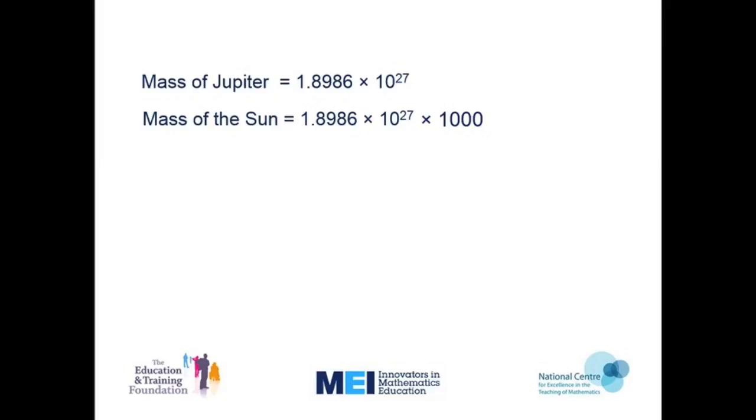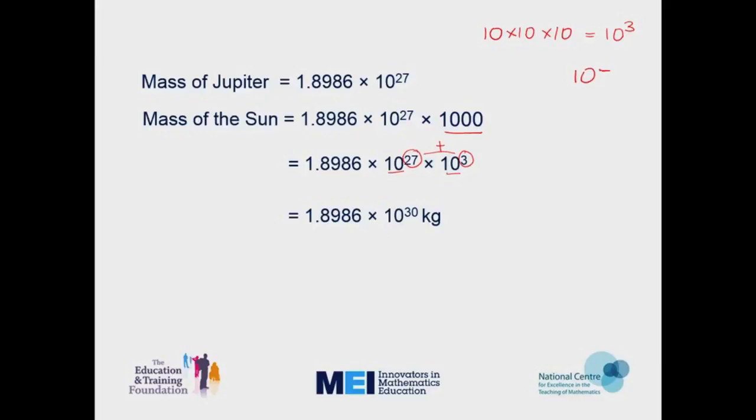Now, if you had a calculator, you could put this straight through the calculator. But if not, we'll have to consider that 1,000 and see, can I put it in 10 to the power something? Well, 1,000 is 10 times 10 times 10, which is 10 cubed, 10 to the power 3. So I can rewrite this as 1.8986 times 10 to the 27 times 10 to the 3. And when I have times 10 to the power and a times 10 to the power, all I need to do to get the answer is to add the indices. So the mass of the Sun is 1.8986 times 10 to the 30 kilograms.